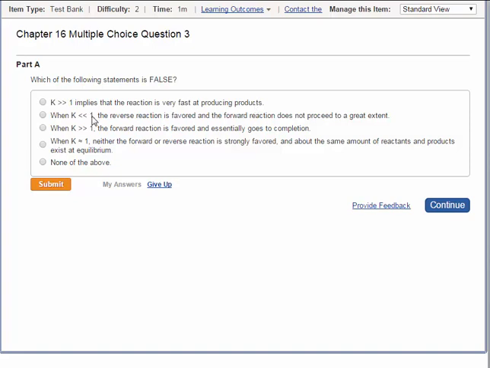But let's go on and consider the others just to make sure that that's the one that is actually false. So second choice, when K is less than 1, the reverse reaction is favored. Remember what we have here is that these end up being the product's concentration over the reactants. So when K is much less than 1, that's saying the denominator is much larger, and that means it's reactants that are much greater. So that is in fact true, right?